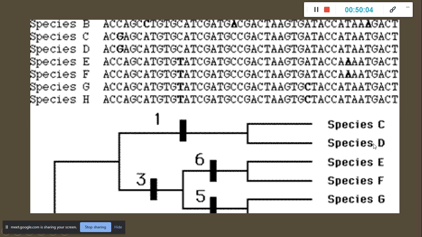So species C, D, E, F, G, they are all the DNA sequences. These are the DNA sequences. You see that here there is a lot of differences. You can see species C and species D are close to each other. But species C and species E, they are further away from each other. They have branched away much earlier. So they are more far away from each other.